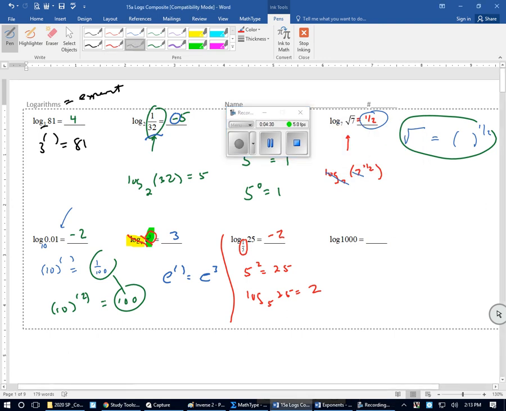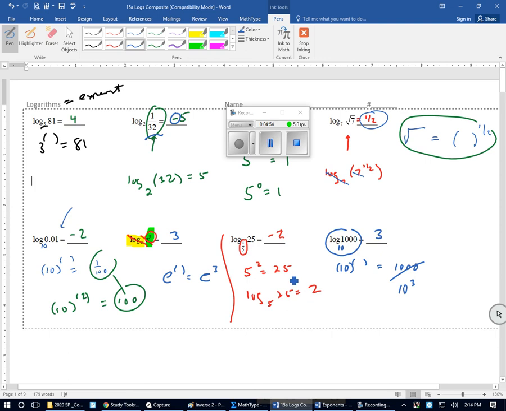All right, who remembers what the base is when you don't see one? That's right, it's 10. So this says, what exponent on 10 gives me 1,000? Well, you may remember that 1,000 is 10 to the 3rd. So what exponent on 10 gives me 1,000? 3.